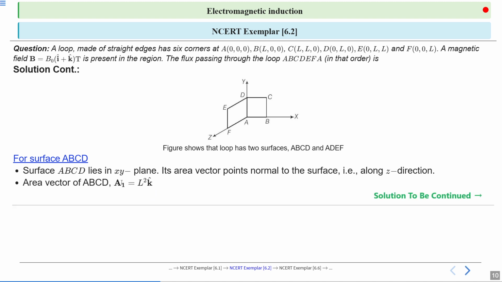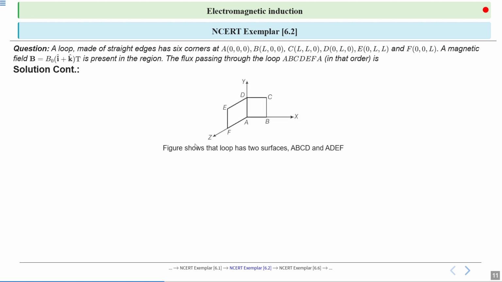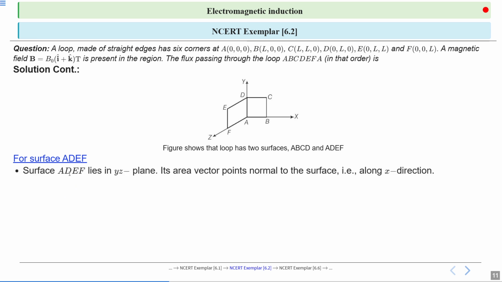Okay. So this is the A1. Now we will find the A2 for another surface. Now for surface ADEF. Surface ADEF lies in YZ plane. So it is lying in YZ plane. So area vector will be towards x-axis. So area vector points normal to the surface, that is along x-axis.